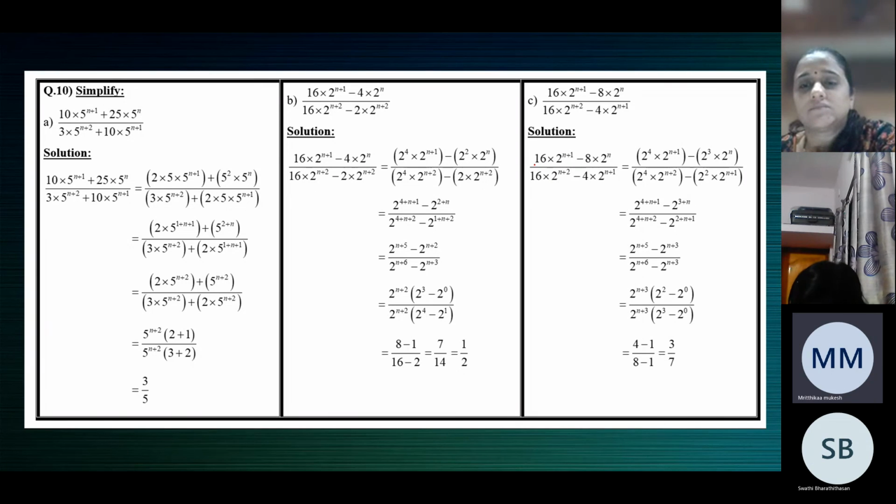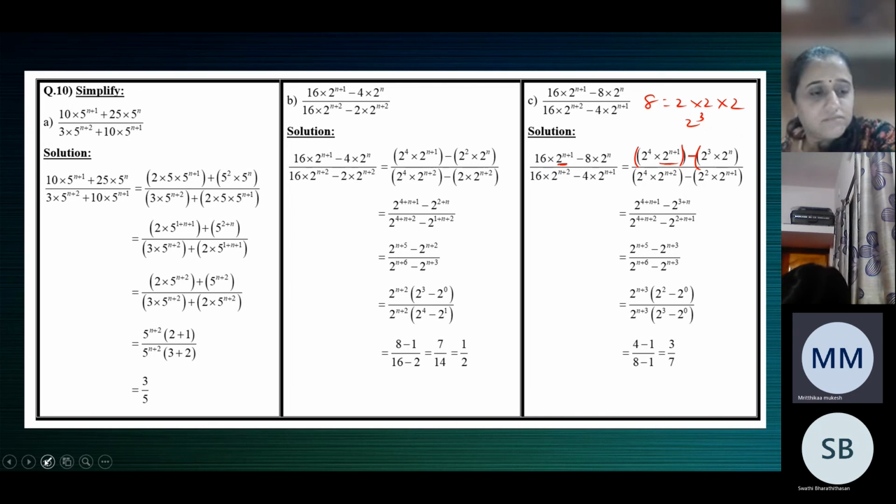16 is converted as 2 power 4, ma'am, because 2 into 2 into 2 into 2 is 16. So we are putting 2 power 4 because the base is 2, ma'am. So we are putting 2 power 4 into 2 power n plus 1, ma'am, close bracket, minus 8, which is 2 power 3, ma'am, because 2 into 2 into 2 is 8.